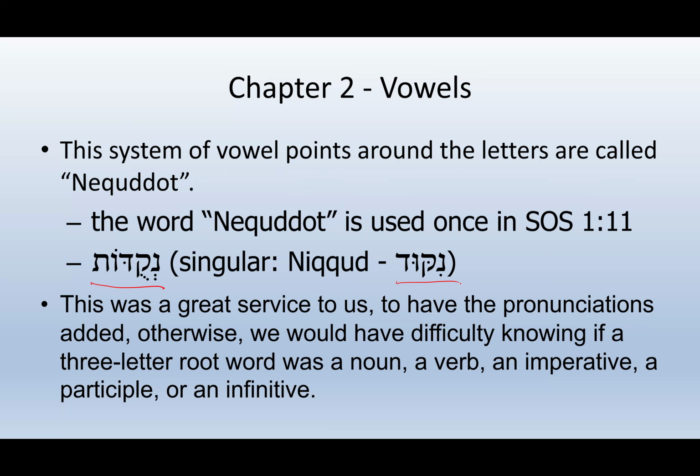We need to be very thankful that the Masoretic scribes did this for us. This is a great service to have the pronunciations added. Otherwise, we'd have difficulty knowing, looking at just three letters, whether it's a noun or a verb or an imperative. So they straightened all that out for us, giving us the traditional understanding by using these dots. The nikudot.